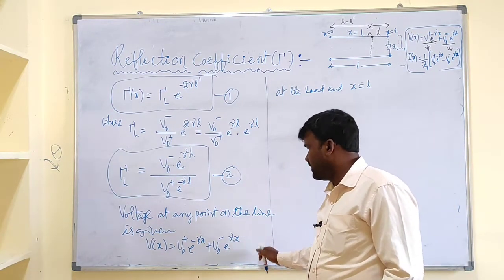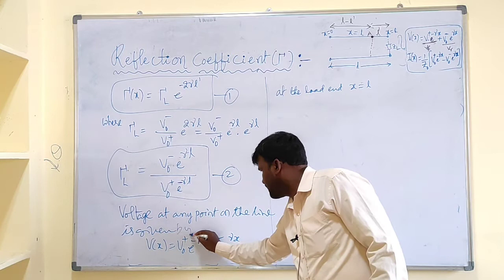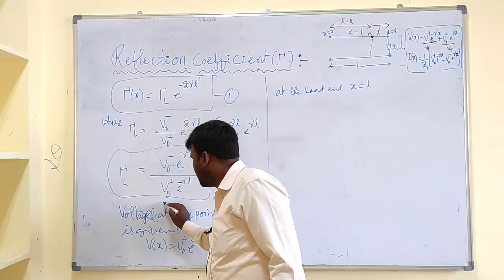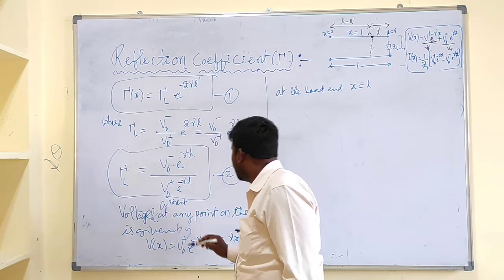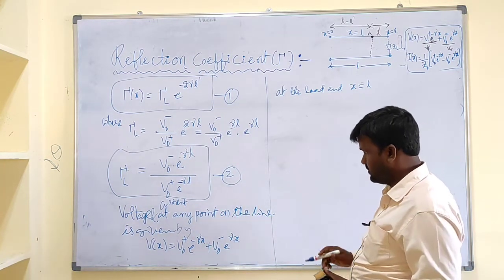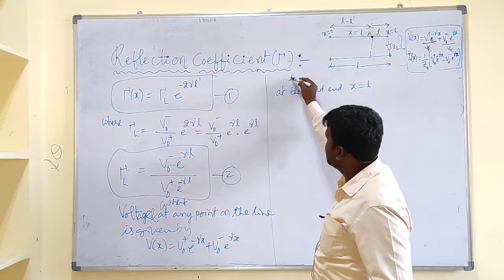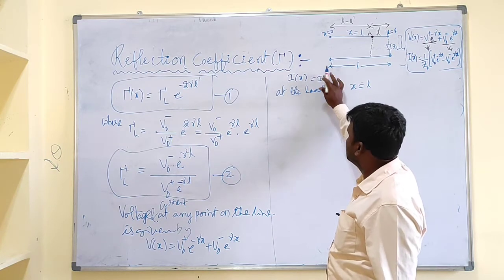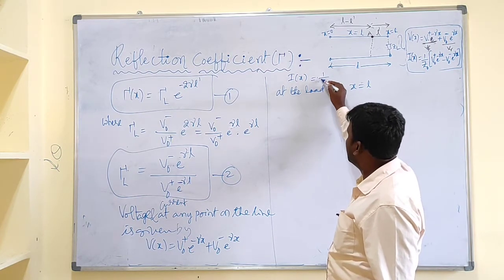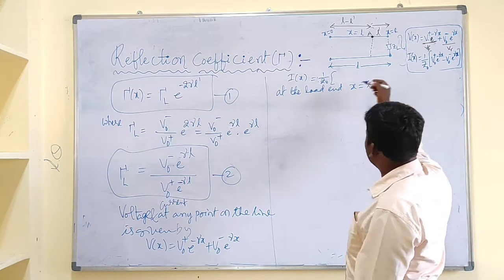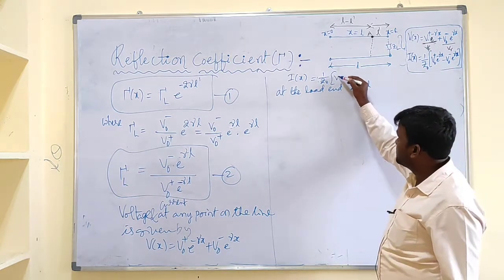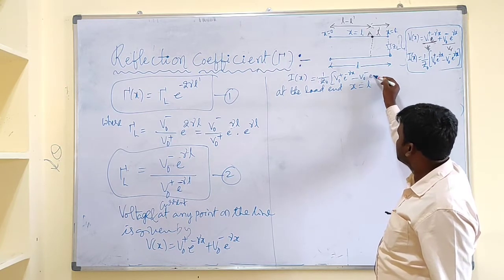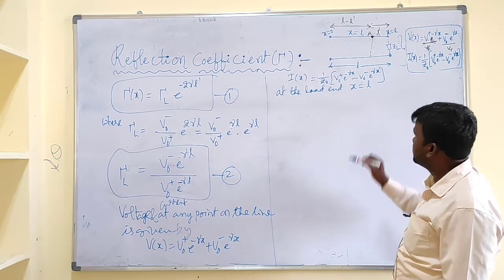Voltage and current at any point on the line are given by V of x like this. We require both equations. I of x equal to 1 by Z naught into V naught plus e to the power minus gamma x minus V naught minus e to the power gamma x.